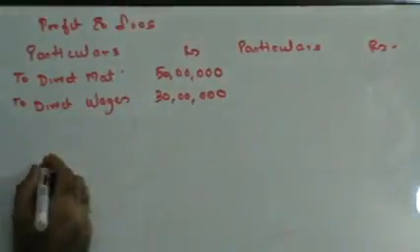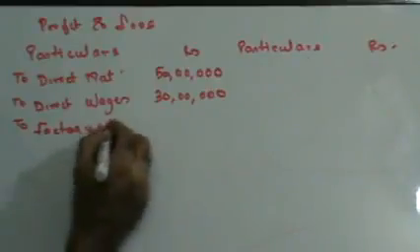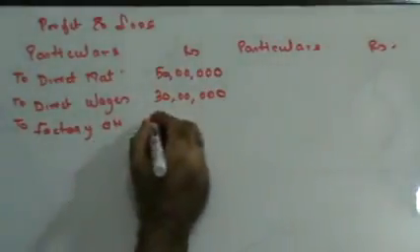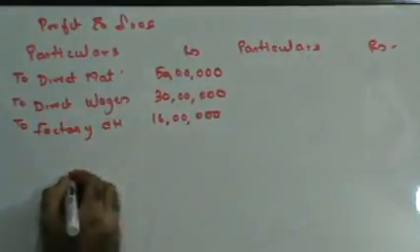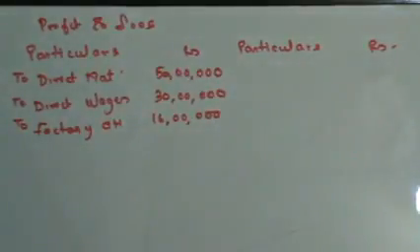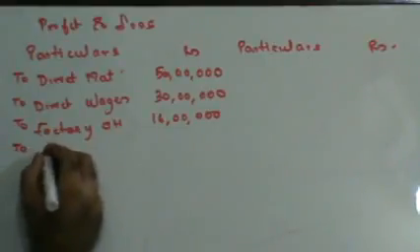Then you have factory overheads. Factory overheads is given to you as 16 lakhs. Next, administrative overheads is 7 lakhs and selling overheads is 9,60,000. So that is selling and administrative overheads is going to be 16,60,000.